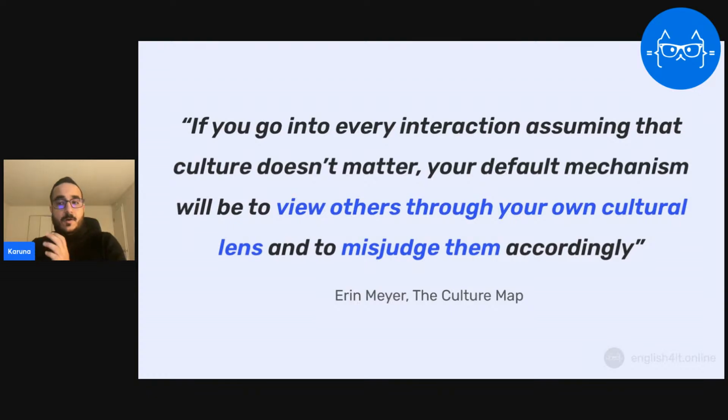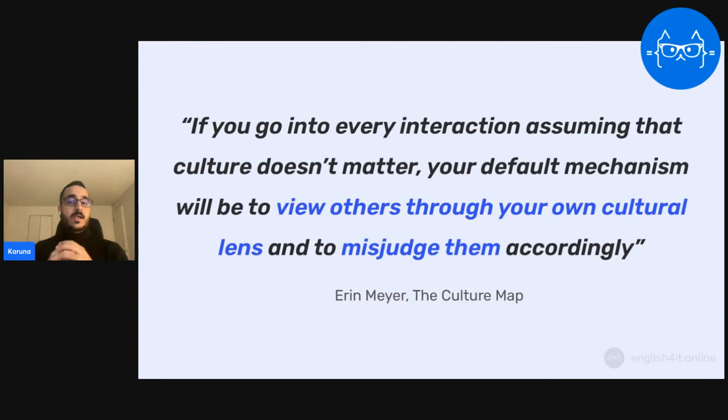And there's a very good book called The Culture Map, which I highly recommend that you check out, maybe have a read, get the Cliff Notes. A quote from this book by Erin Meyer is: if you go into every interaction assuming that culture doesn't matter, your default mechanism will be to view others through your own cultural lens and to misjudge them accordingly.